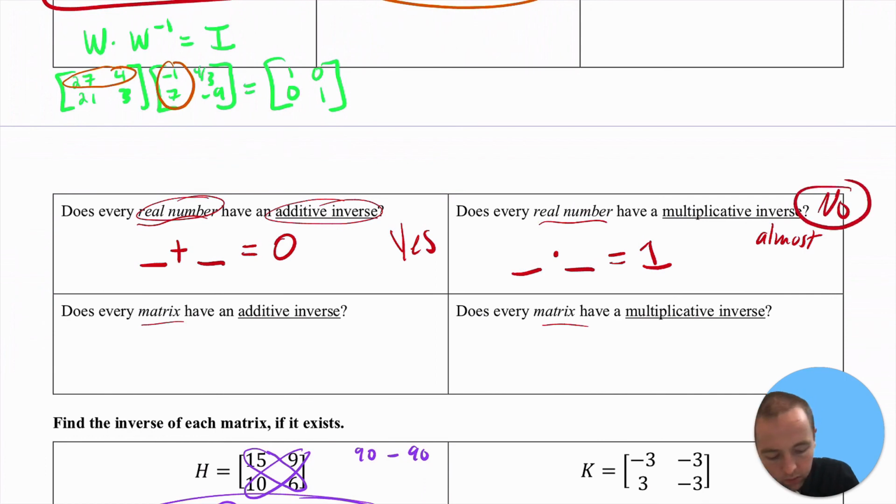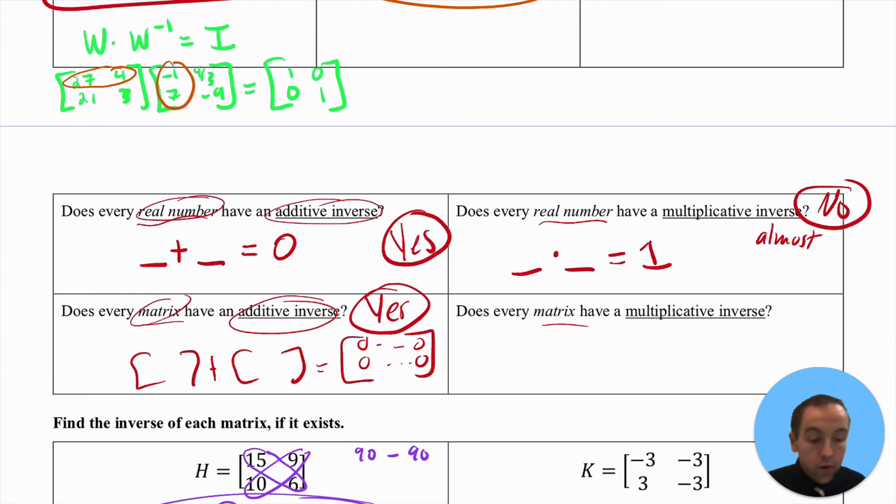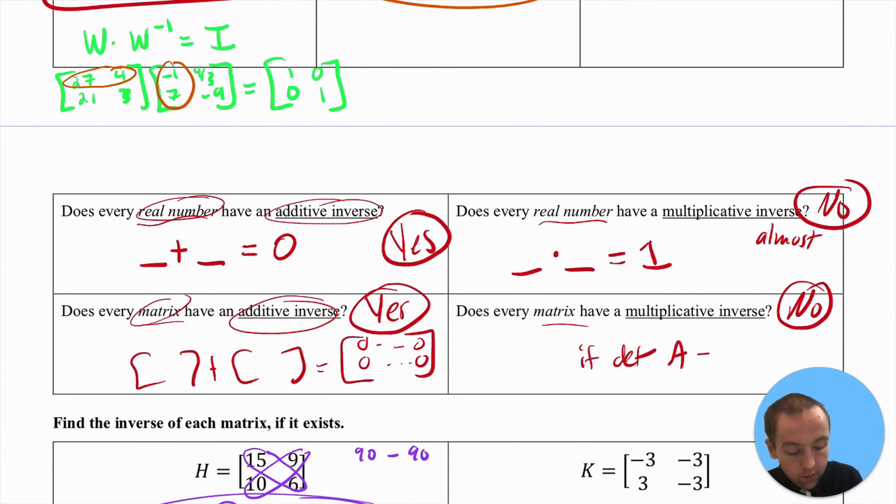In terms of additive inverses for matrices, is there a matrix that you can add with a matrix to equal the 0 matrix, a bunch of zeros? The answer to that is yes. You always can find opposites for numbers. But in terms of multiplicative inverses for matrices, the answer is no, because if the determinant of the matrix you want to find an inverse for is 0, then that means that A is singular, which then means also that A inverse does not exist.